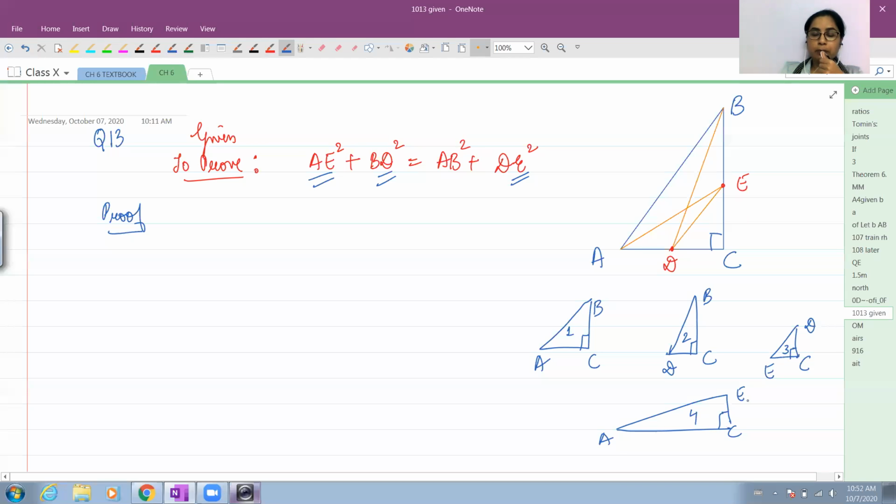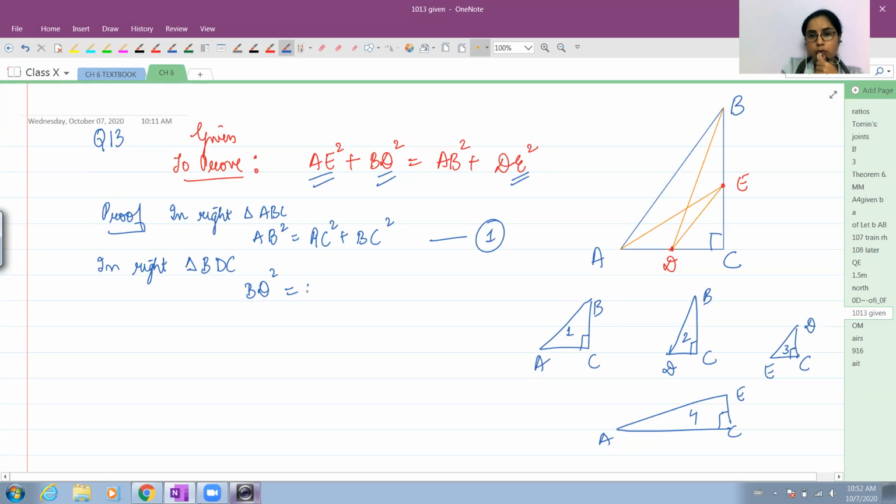I want you to apply Pythagoras in each of these. The 4 triangles that you have identified, apply Pythagoras in each of these. So you can write down in right triangle ABC, we have AB square equals to AC square plus BC square. Let's mark this as number 1. Then in the second right triangle, in right triangle BDC, we have BD square equals to BC square plus CD square. Let's mark it as number 2.